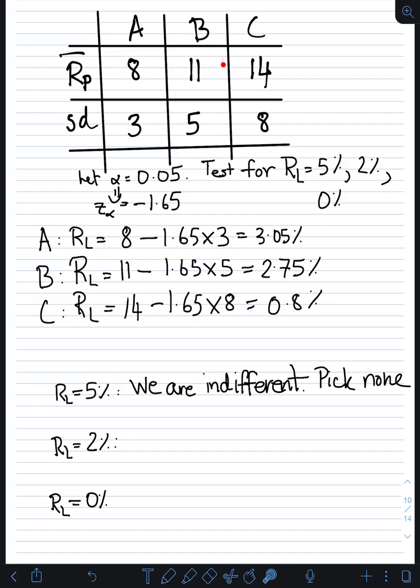So we come back here. We look at these two portfolios. Which one has the higher expected return? It's portfolio B with an 11% expected return. So we're gonna pick portfolio B. Basically in this case, B is better than A, but do not pick C.